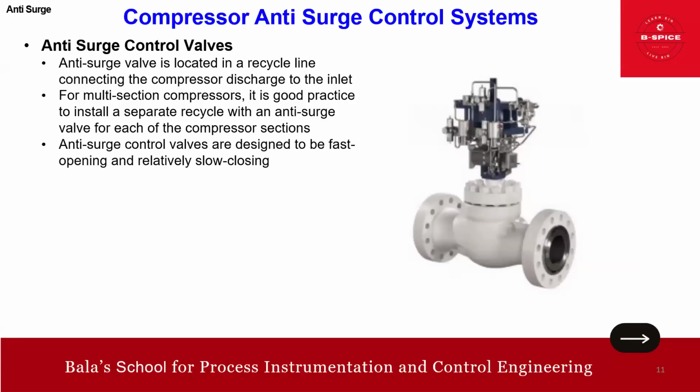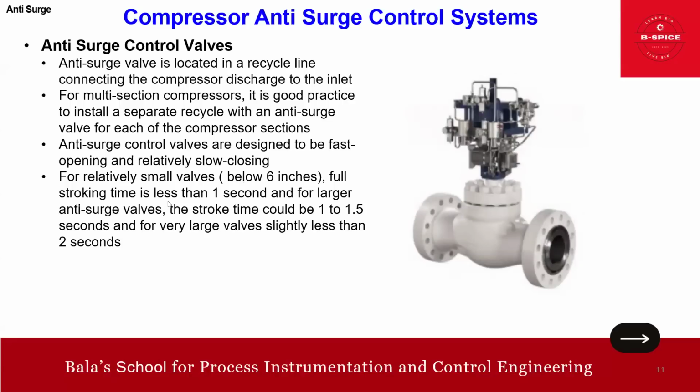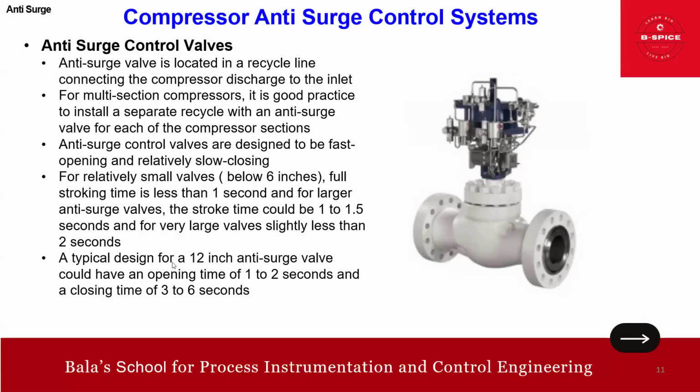Anti-surge control valves are designed to be fast opening and relatively slow closing. For a relatively small valve, meaning below 6 inch, full stroking time is less than 1 second. For a larger anti-surge valve, stroke time could be 1 to 1.5 seconds, and for a very large valve, slightly less than 2 seconds. So maximum it has to close within 2 seconds. A typical design of a 12-inch anti-surge control valve could have an opening time of 1 to 2 seconds and a closing time of 3 to 6 seconds. Always remember, opening time is very fast and closing time may be a little bit more.